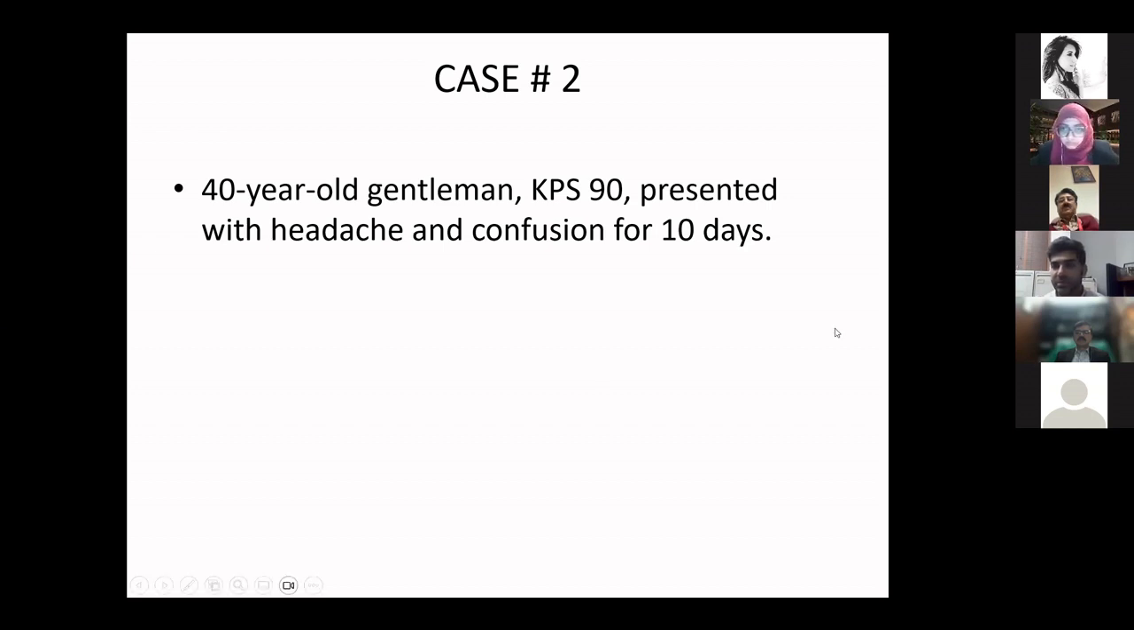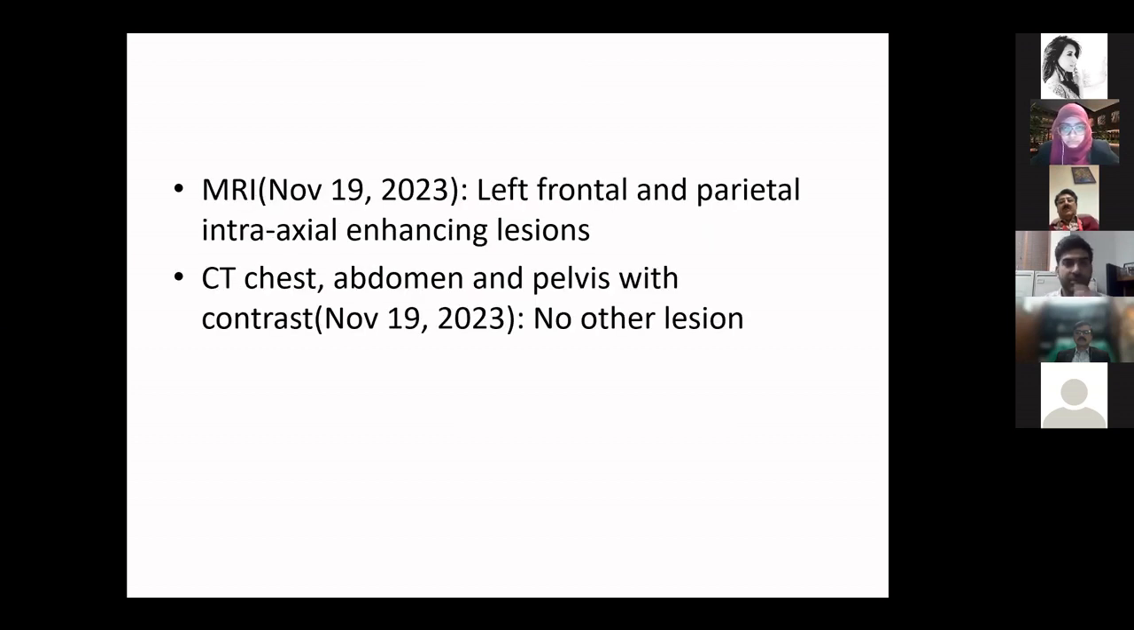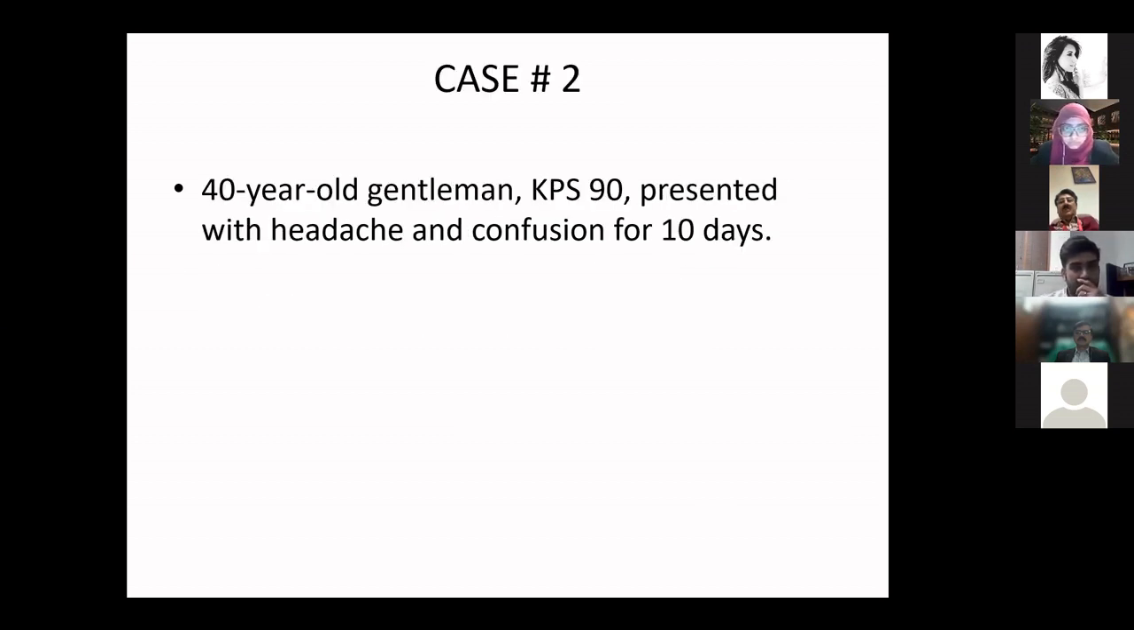Yes, sir, I'm here. Should I start? Please, please. Right. So the second case is a 40-year-old gentleman who presented to us with history of headache and confusion for 10 days. At the time of presentation, his KPS was 10. So we requested for an MRI brain, which showed. KPS was 90. Zainab, KPS was 90. Yes, sir, 90.